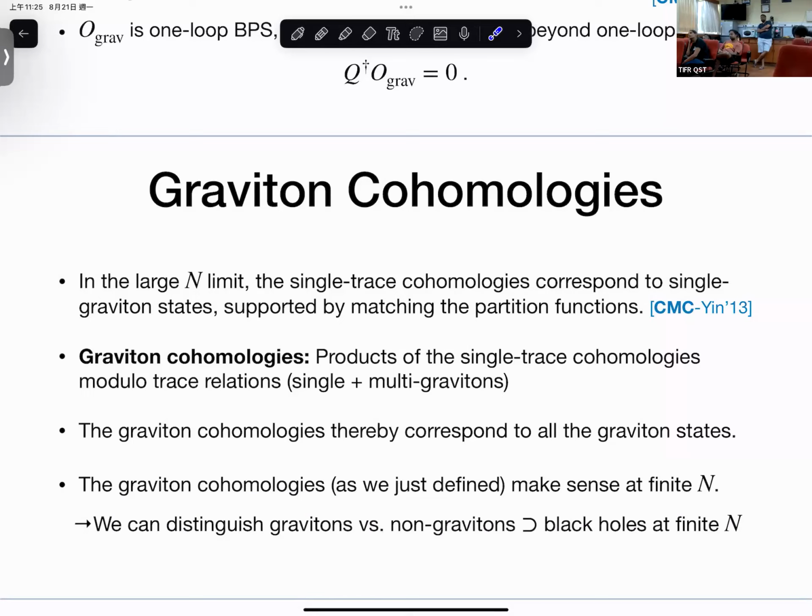So at finite N, there would be a reduction in the number of states, right? Because of trace relations. You mean stringy states? There would be a reduction in the number of states at finite N compared to infinite N. I do not quite get you. No, I just mean that at finite N there will be a reduction in the number of states compared to infinite N. Yes, there might be a reduction. At infinite N you can forget about trace relations, and at finite N you impose trace relations, then you will get fewer graviton cohomologies than at infinite N.